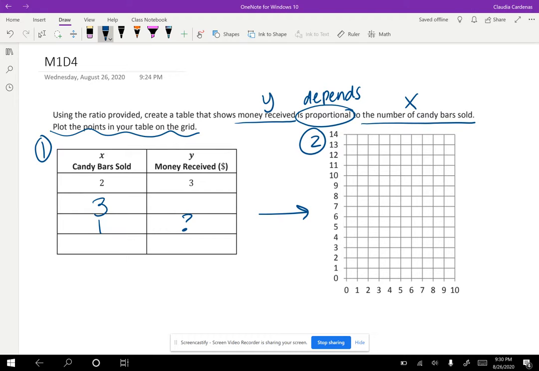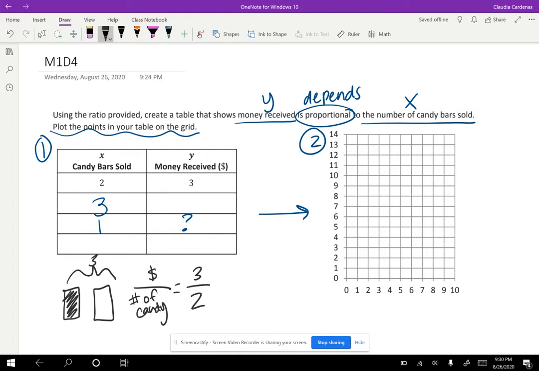Well, if 2 candy bars are $3, I'm just going to draw a picture real quick. If 2 candy bars represent $3, how can I figure out how much just one of them is? Okay, well, let's go ahead and divide that amount. So if both of them have a total of $3, we can go ahead and divide 3 by 2. So let's put our label, dollars and number of candy, right? So we can write our ratio that they gave us, 3/2, and that helps us determine that $3 is being divided by 2 total candy bars.